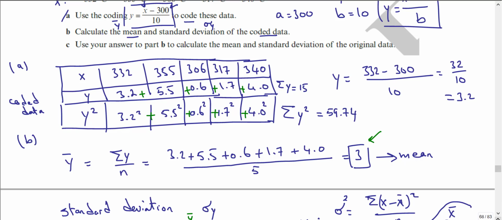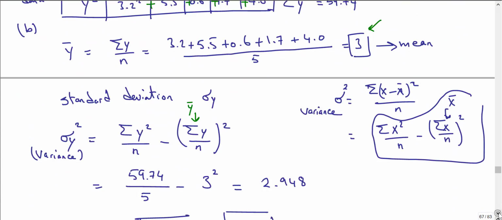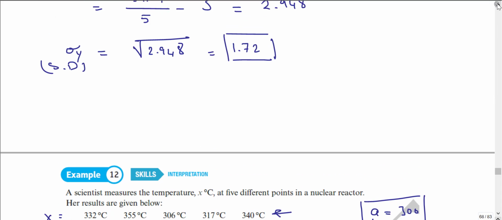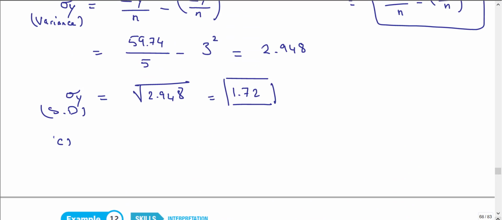Yes. Part C, they say find the mean and the standard deviation of the original data. Should be easy. How to find it for the original data? According to the rule. Focus on this part. We have y bar equal x bar minus a over b. This is the rule for the mean. We have y bar, which is 3, the mean for the coded data.